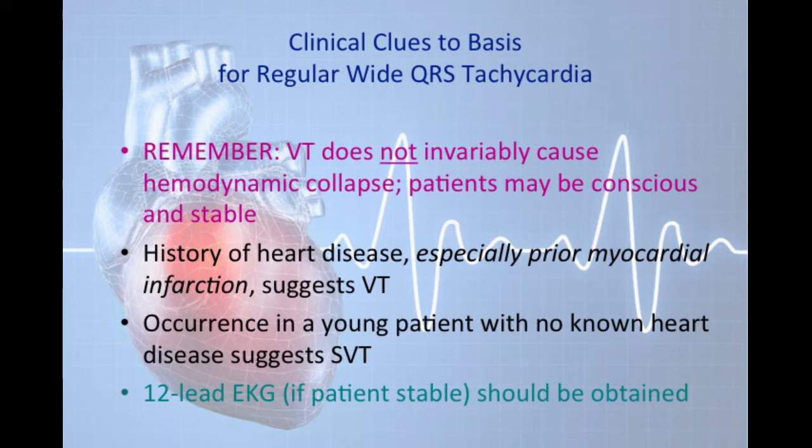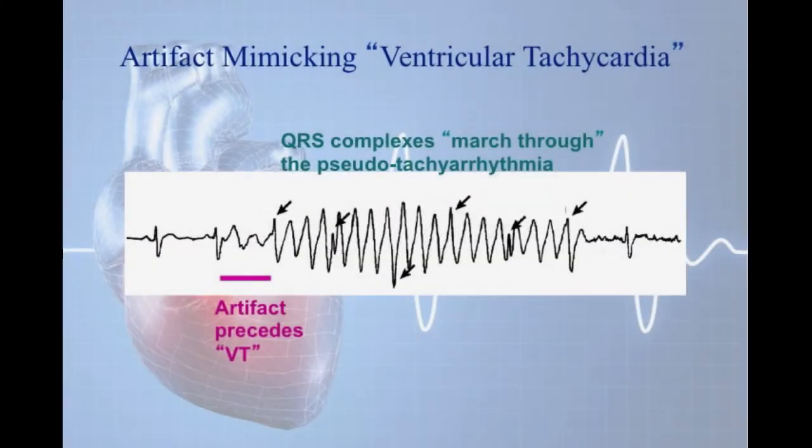History of heart disease, especially past myocardial infarction, suggests VTAC. Occurrence in young patients with no known heart disease suggests SVT specifically. And make sure you check your 12 lead. Usually that will tell you what rhythm you're working with. And as stated before, make sure you treat your patient.